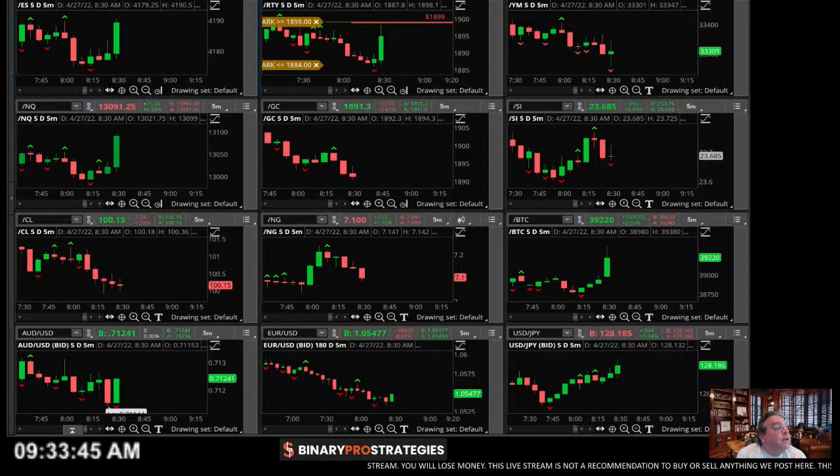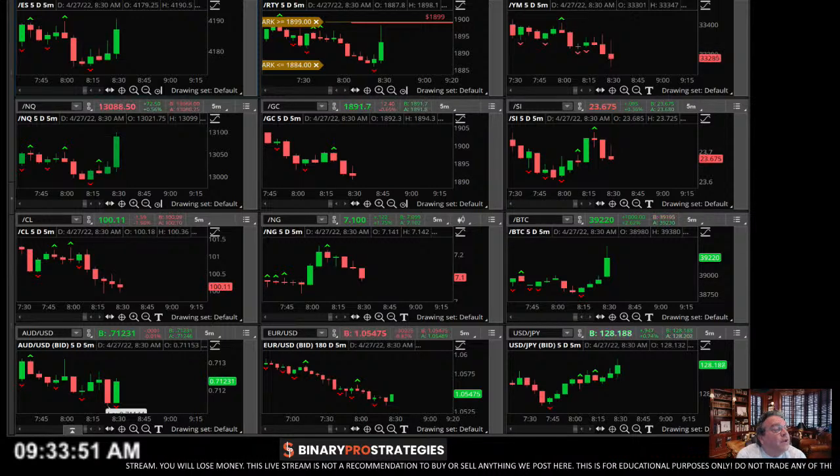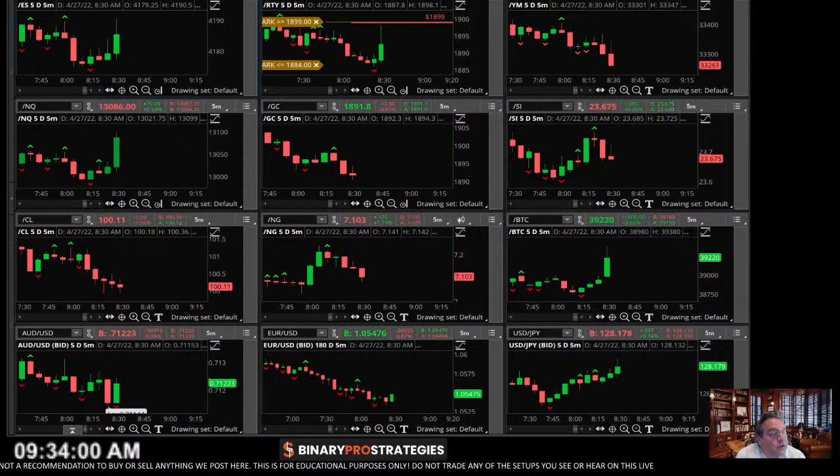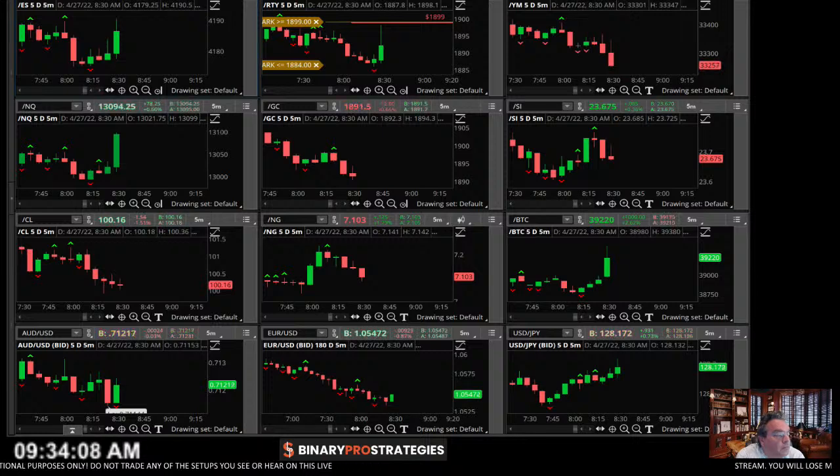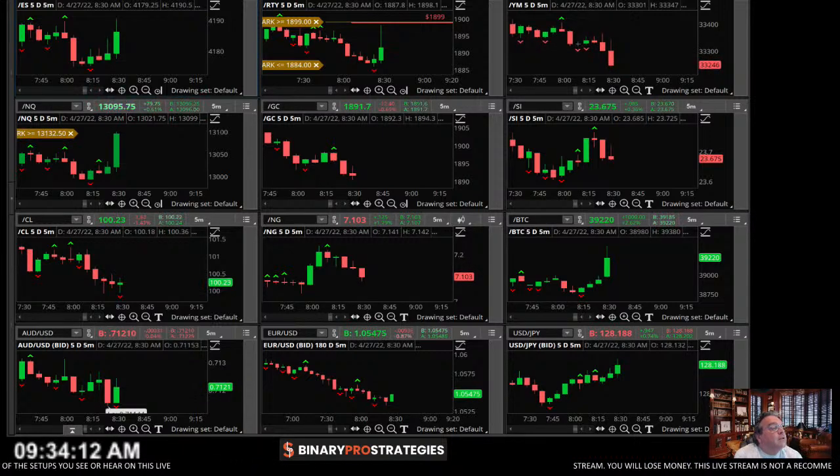Entry on that is going to be, let's see, on your mini Russell mini buy came in at 130.95. Target is going to be 131.32 and a half. And if we don't hit target first, we're going to reverse at 130.20.